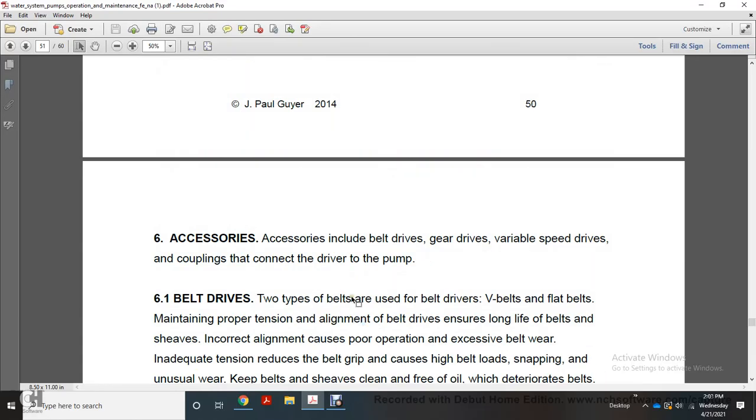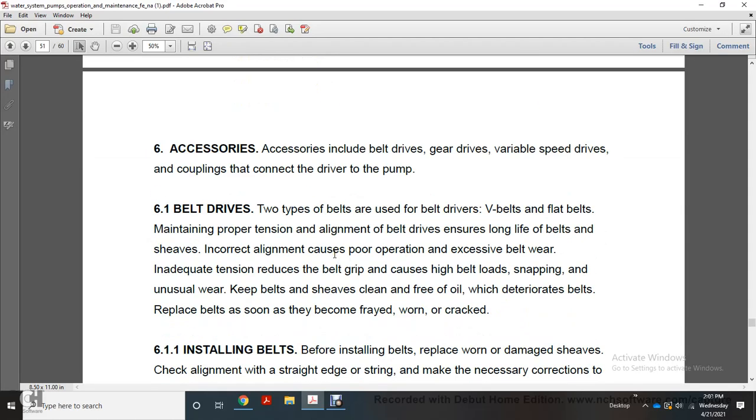Alright, accessories include the belt drive, the gear drive, the variable speed drive, and the couplings that connect the driver and pump. Two types of belts are the V belt and the flat belt. Maintain proper tension and alignment with the belt drive to ensure long belt life. Incorrect alignment causes poor operation, belt wear, and inadequate tension, which reduces belt grip and causes high belt load and snapping.